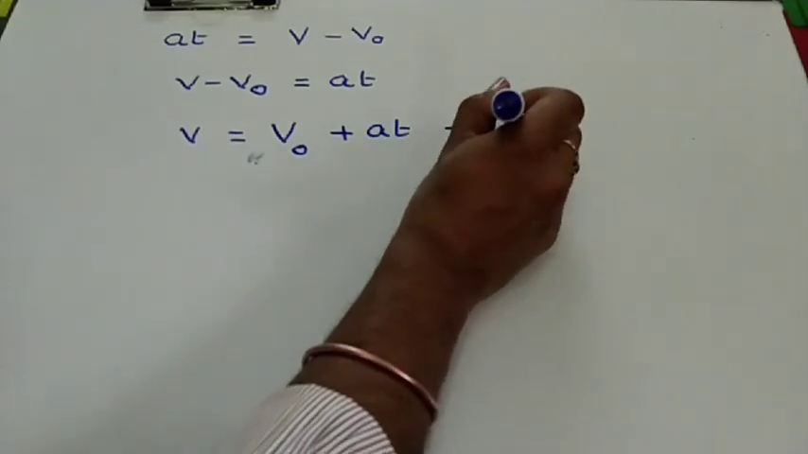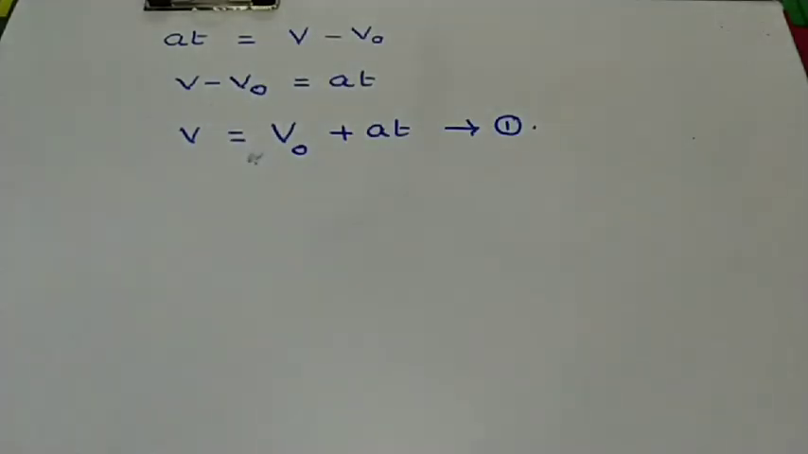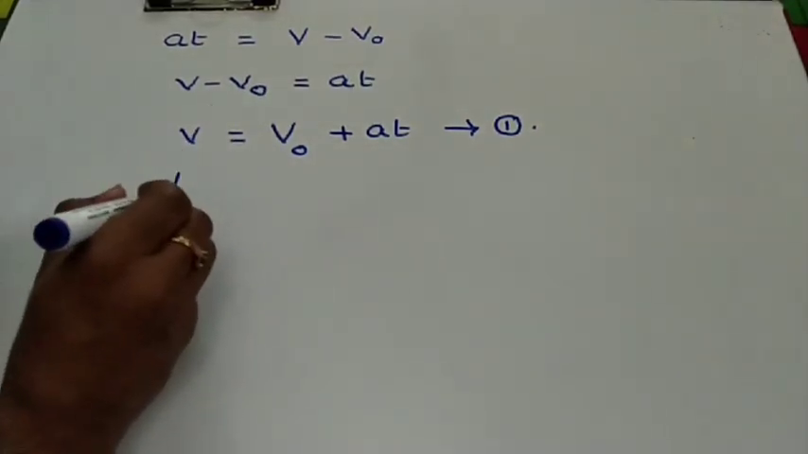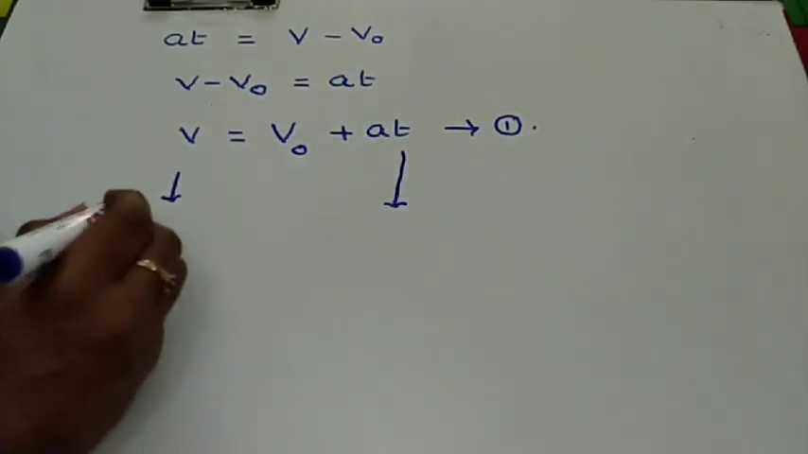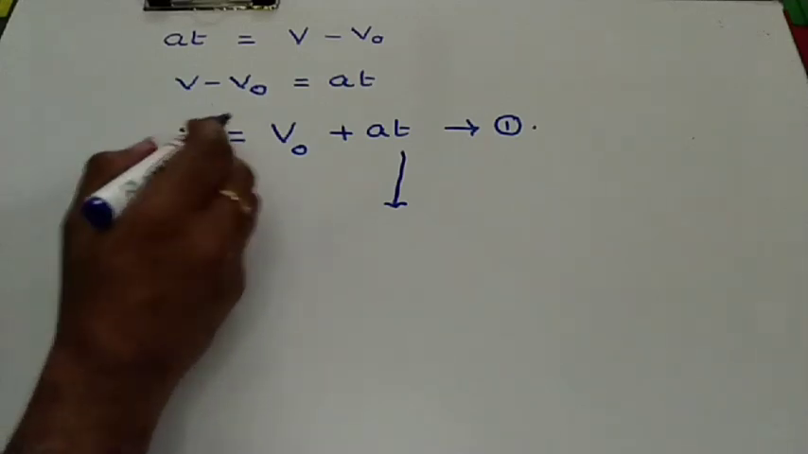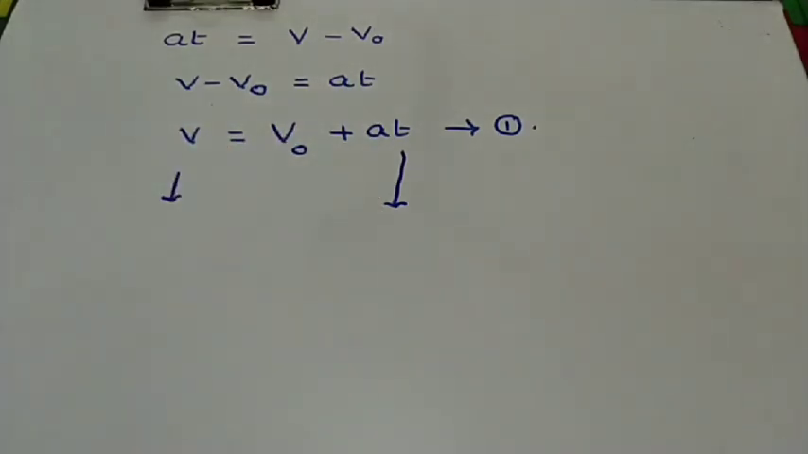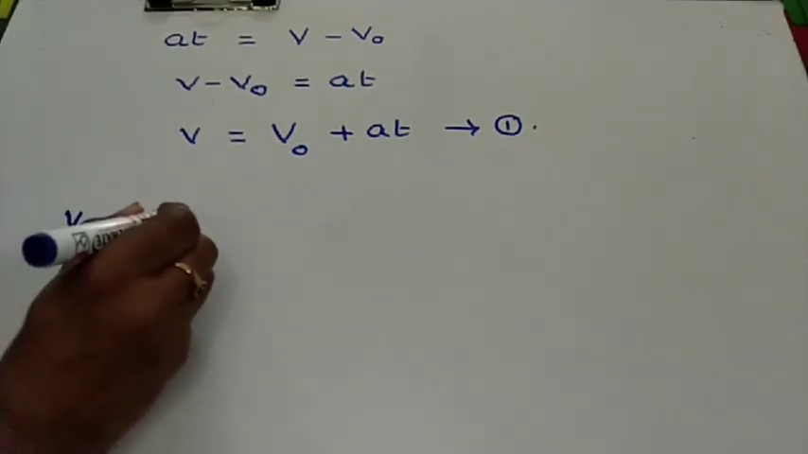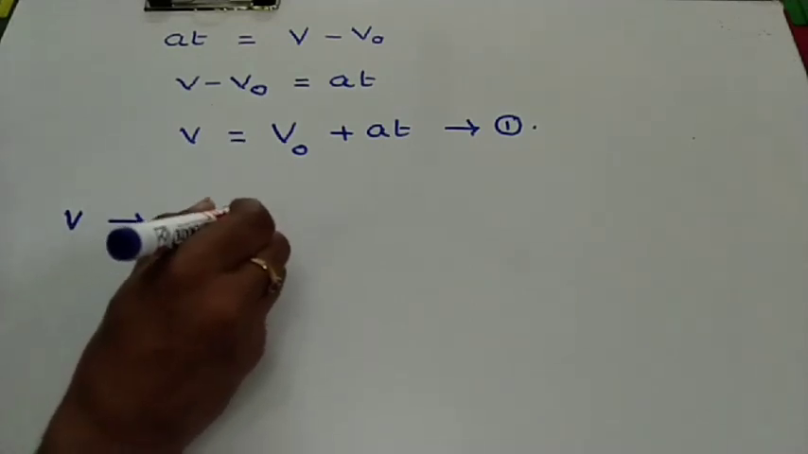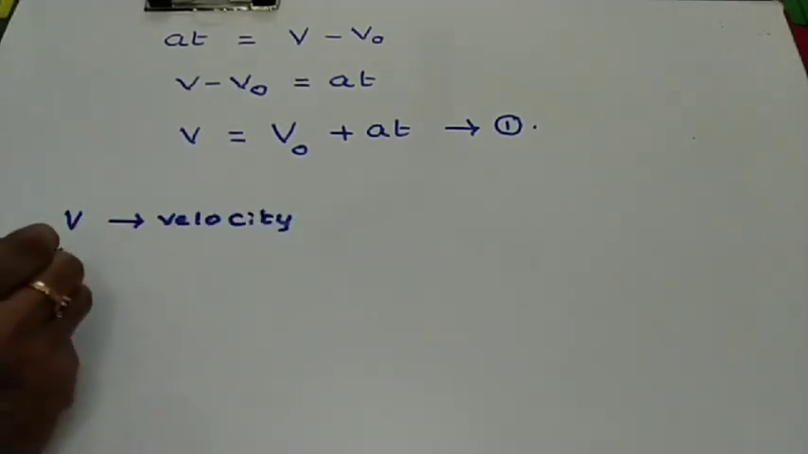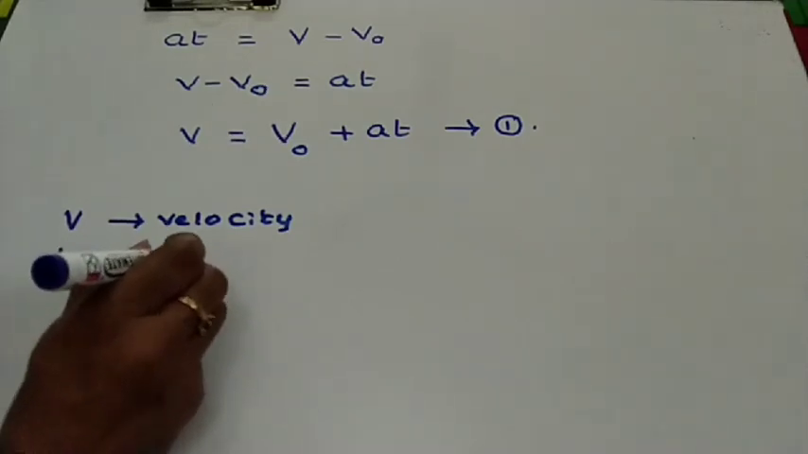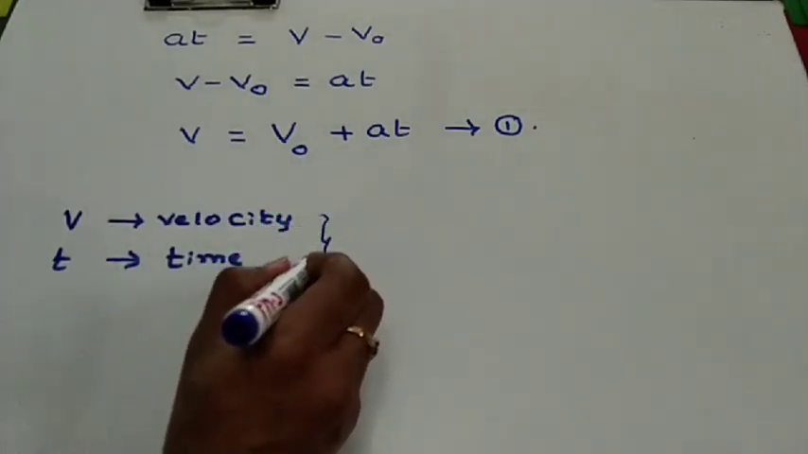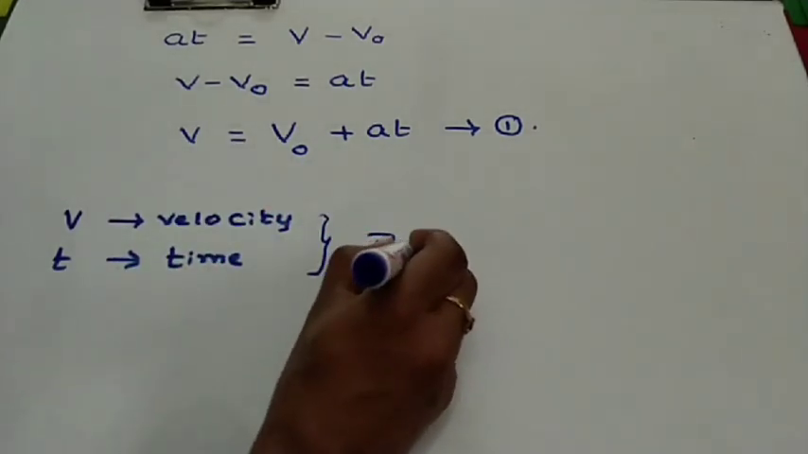Consider this equation number 1. This is called the first equation of motion, or velocity time relation. Now, v is equal to velocity, t is equal to time. Therefore, this first equation of motion we also call the velocity time relation.